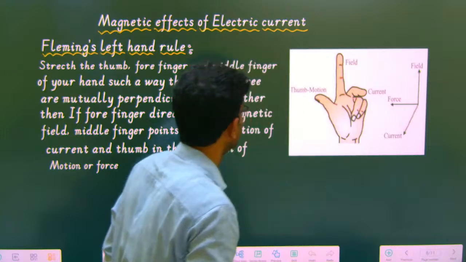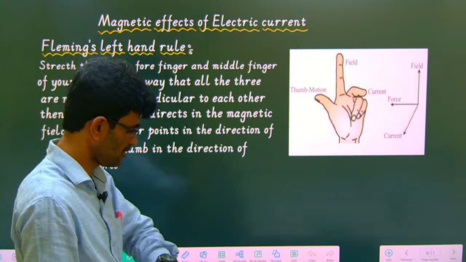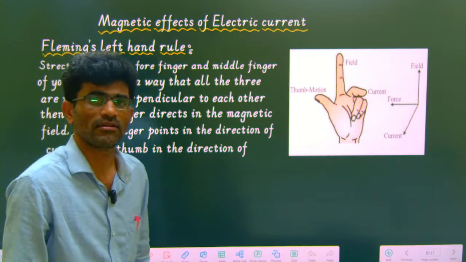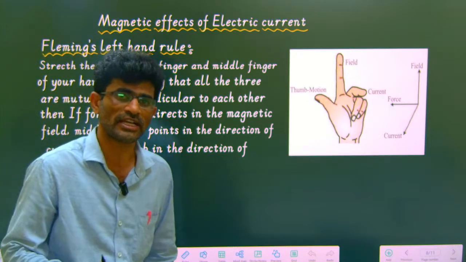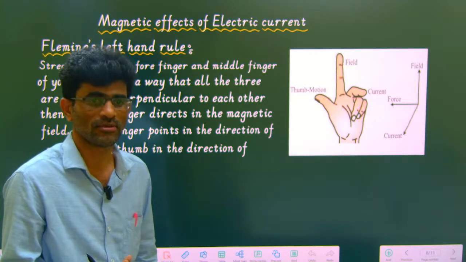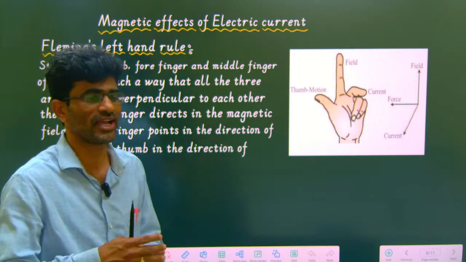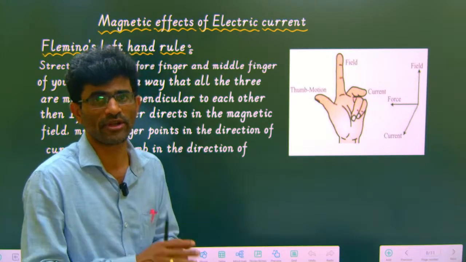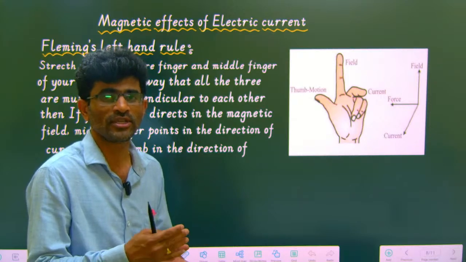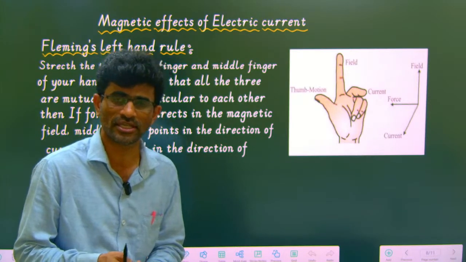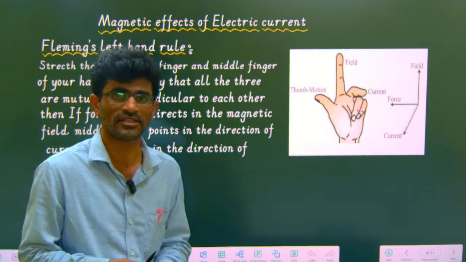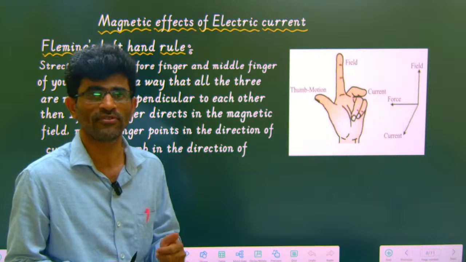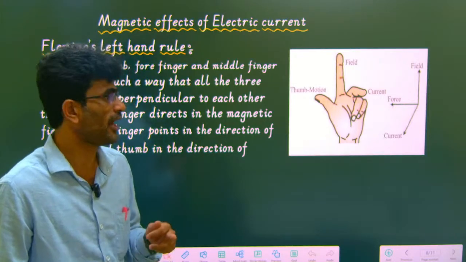Now the next topic is about Fleming's left hand rule. It gives information about three things. We discussed that when a current carrying conductor is placed in some external magnetic field, some force acts on it, and because of that it is displaced. So here three things are there: magnetic field direction, electric current, and force. Fleming's left hand rule gives the information about the direction of these three: force, current, and magnetic field.